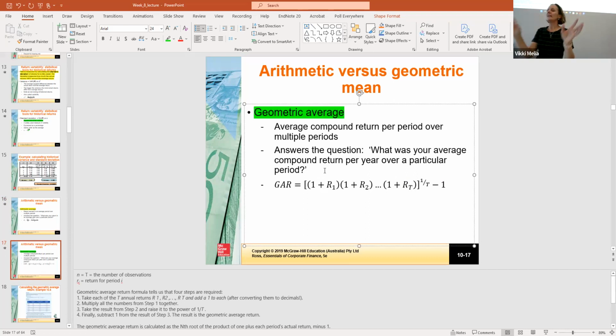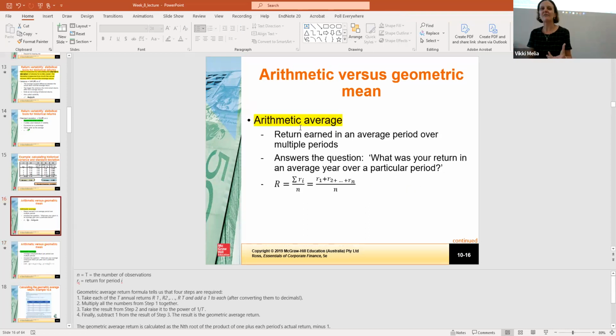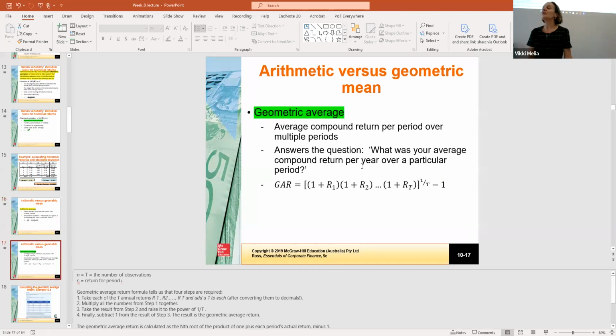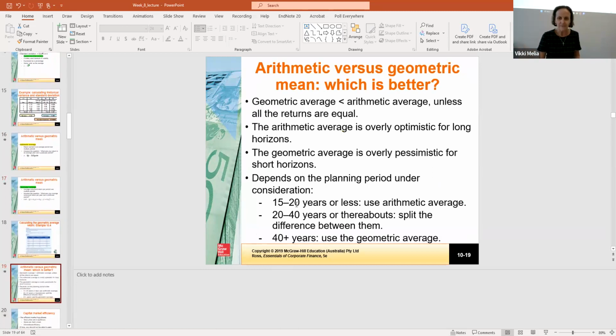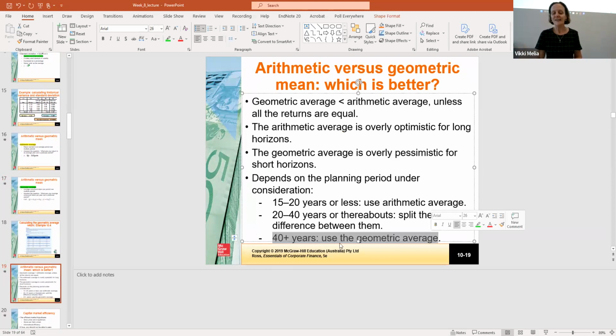And I'm not going to go into details about this geometric average because the average that we use more commonly is the arithmetic average. You need to know how to do that one. The geometric average is used when you're analyzing data over a really long period of time. And I mean really long. I'll show you. There's another slide here. If you're analyzing data over a period of more than 40 years, then it would be appropriate to use the geometric average.